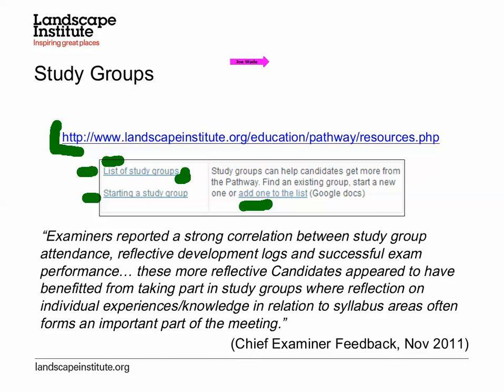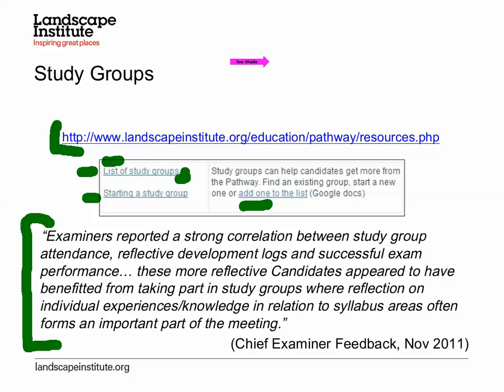And this all goes back to what the chief examiners have said in the past about study groups. This feedback is from 2 years ago now, but the reason I'm quoting it is because every bit of chief examiner feedback since then has quoted this as well. So it's best to go back to the original. But there really is a strong correlation between study group attendance and successful exam performance. So it's absolutely, definitely useful, however much of a drag it might be to turn up, especially in the cold winter months, especially if it's not in a local pub or something and you have to travel.